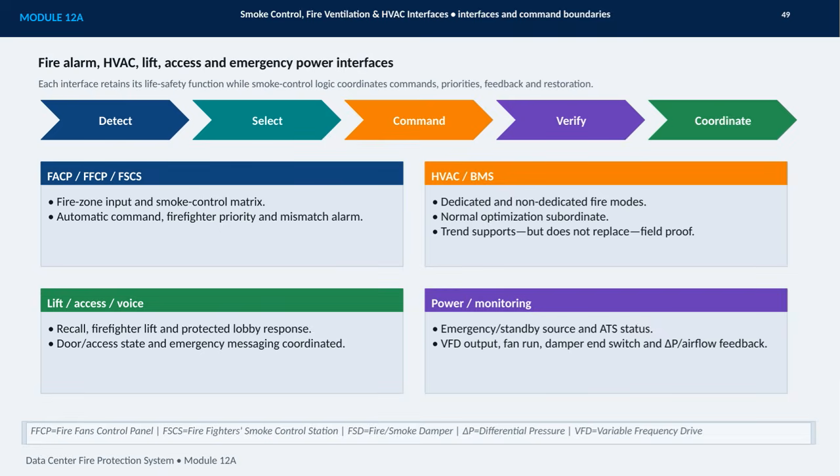Lift, access, and voice systems coordinate recall, firefighter lift operation, protected lobby response, door states, and emergency messaging. Finally, power and monitoring confirm emergency or standby source availability, ATS status, fan operation, damper position, and differential pressure or airflow feedback. Together, these interfaces create a controlled chain from detection to confirmed system performance.